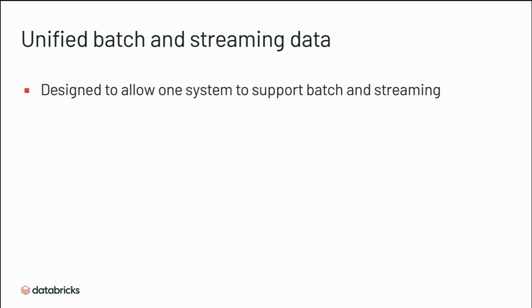Then unified batch and streaming data. We've mentioned this several times throughout this course. Delta Lake is designed from the ground up to allow one single system to support both your batch and your stream processing of data. Those transactional guarantees of Delta Lake mean that each microbatch transaction will create a new version of a table that is instantly available for insights. So many Databricks users use Delta Lake to transform the update frequency of their dashboards and their reports from days to minutes, while eliminating that need for multiple systems.